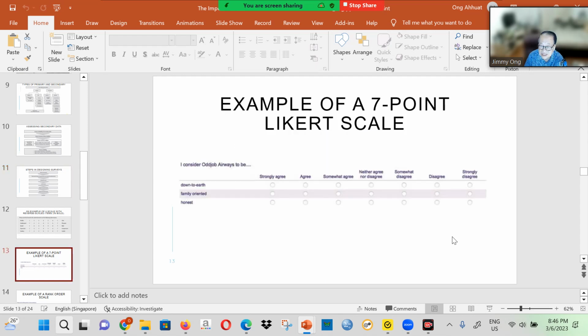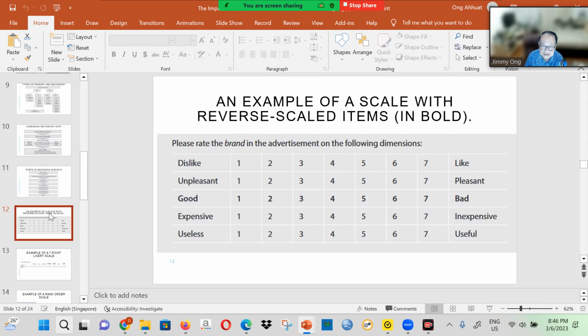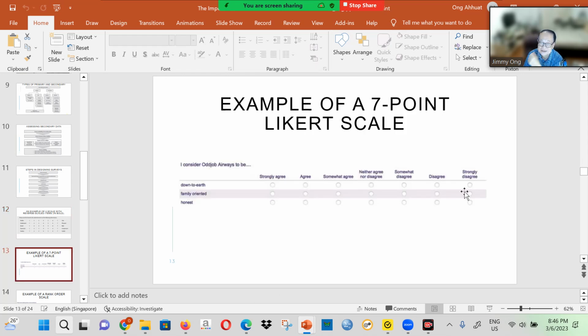This is called a Likert scale. You must know what a Likert scale is. This is a kind of Likert scale, but you have two, negative and reverse, here. I think this is not so important. It may confuse you. Look at the Likert scale, right? This is a Likert scale, very simple, down to earth. I consider, for example, an airline to be here, you see, you put it down here, right? Down to earth, I agree. Family orientated, I agree. I consider this one.